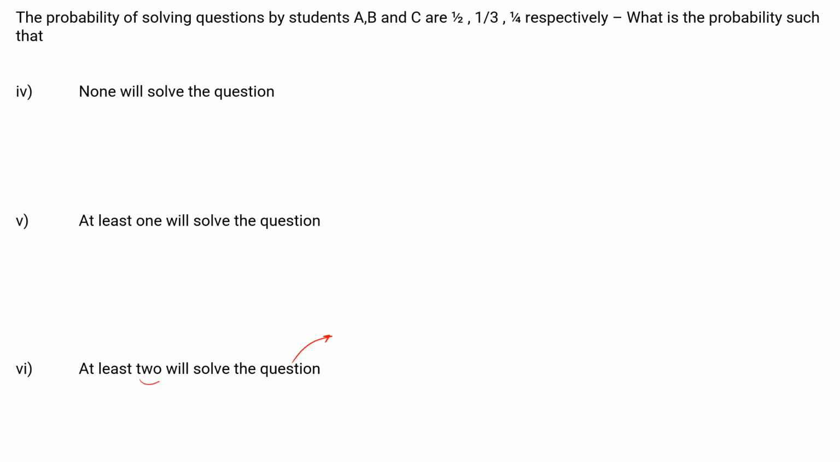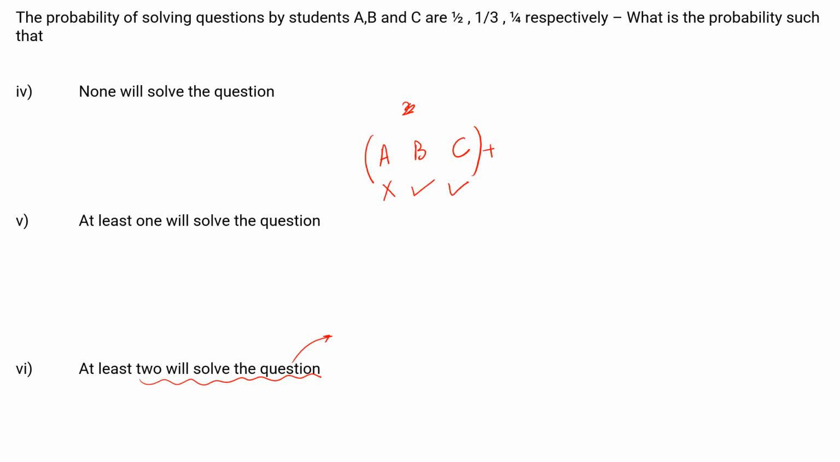At least two will solve the question. Okay, how at least two will solve the question? It means two will solve the question. Yani two, let's make it A student, B student, C student. Two will solve the question, it means one will not solve the question. B and C solve the question.